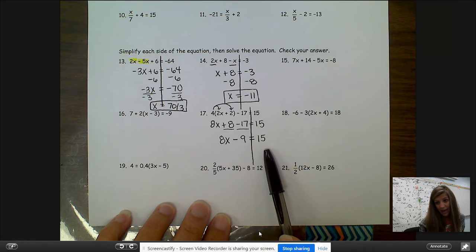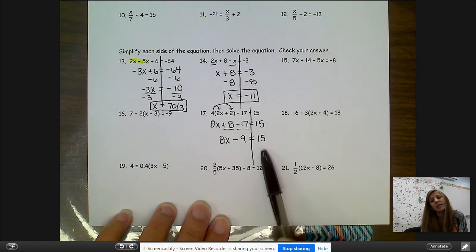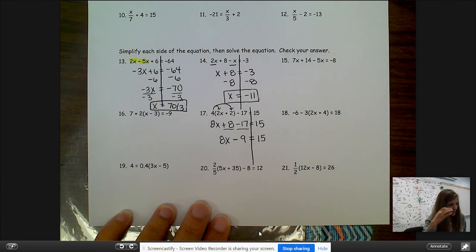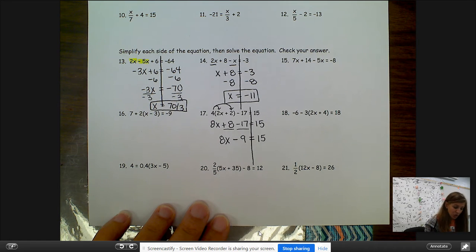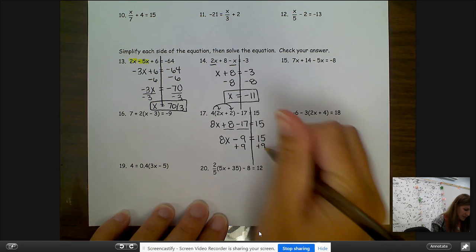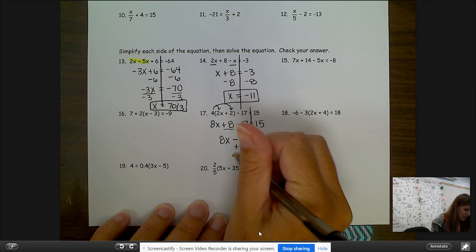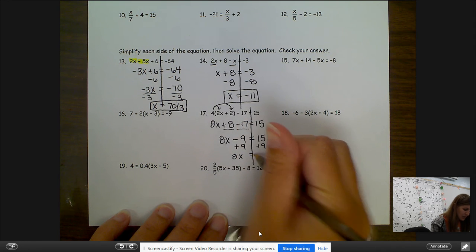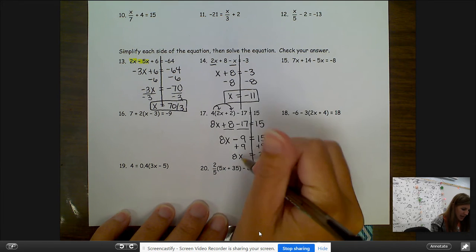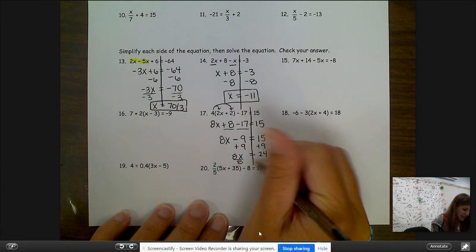There's nothing left to simplify on the right-hand side, so now we just need to start solving, which means get rid of, do the opposite. So we first want to get rid of addition or subtraction, so I'm going to add the 9 as it's being subtracted. And we'll just have 8x over here. Bring down my equals, and 15 plus 9 is 24. And then we'll divide 8 both sides.